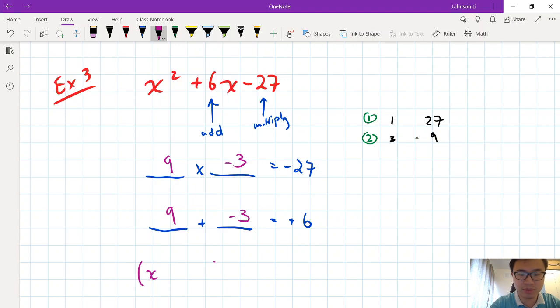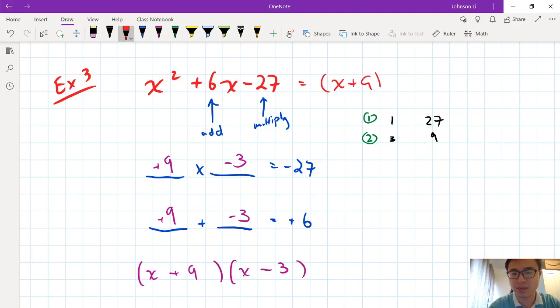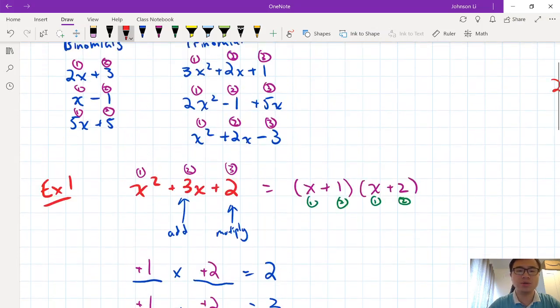We can again put double brackets with one singular x in there. We're going to have a positive 9, so we add a 9 and we subtract the 3. And so our final answer in binomial form is x plus 9, x minus 3. All right, so what we are doing right now is called factoring.